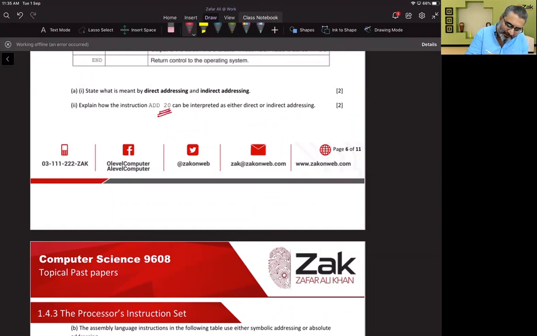If it is indirect, then the system goes to address 20, finds what address is there, and from that address finds the address of the data, and then that data will be added to the data in the accumulator and saved there. So either direct or indirect. If it is direct, then 20 is the address of the data. If it is indirect, 20 is an address which holds the address of the data.